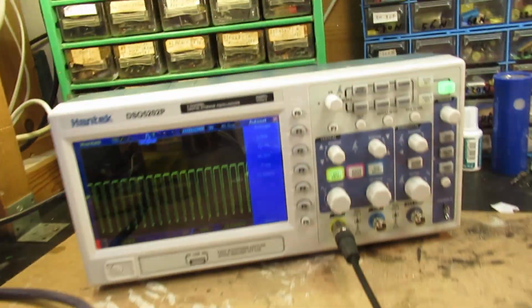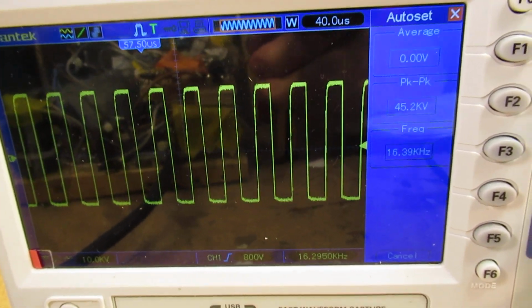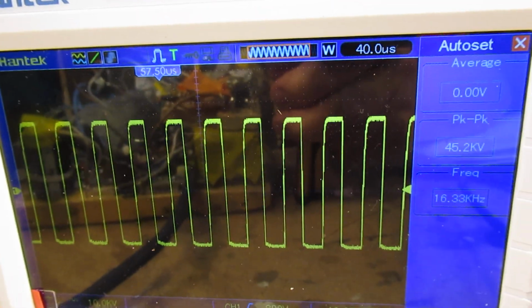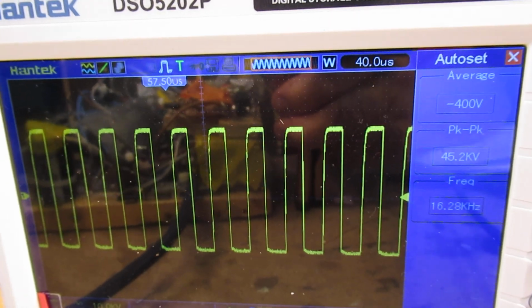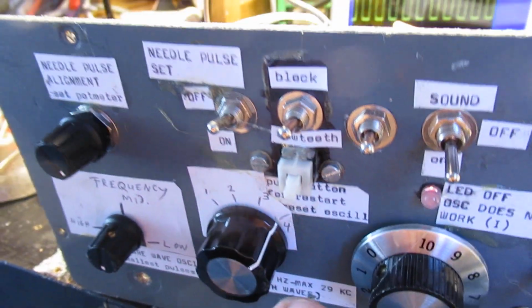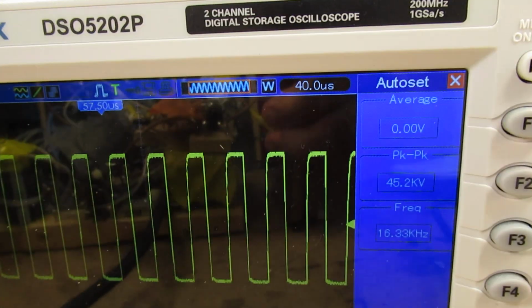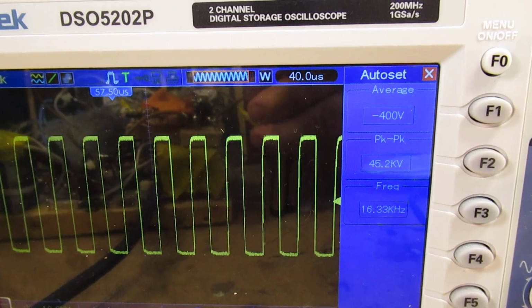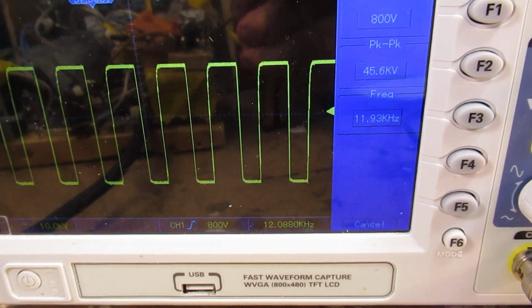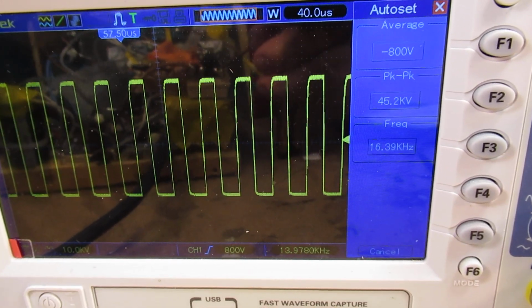Well, let me switch the needle pulse set switch off. Let's see what happens. And we have here again directly 16 kilohertz, quite a good waveform by the way, block wave, and it's on 4 here, on 4 of the frequency switch. Then we are on 16 kilohertz. Let's see whether we can get this higher. This is of course lower. It's 11 kilohertz. Good block wave by the way.